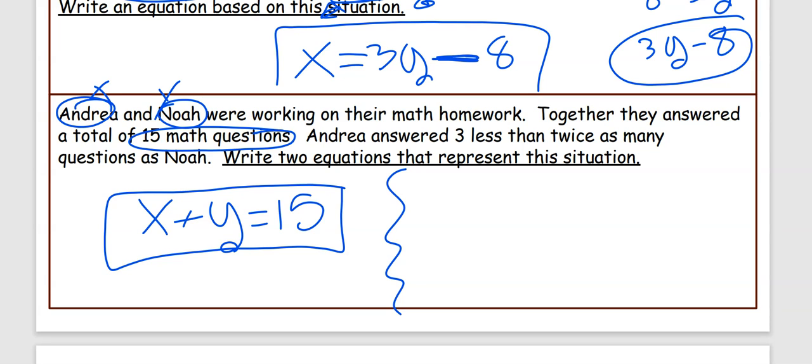Now our third sentence here says, Andrea answered 3 less than twice as many questions as Noah. That means weird. I think we know what they mean. So let's start with Andrea. How are we representing Andrea in this story? X. And then we're talking about what she did compared to Noah. So we're going to be equaling because we're talking about Andrea in terms of Noah. She answered 3 less than twice as many as Noah. So it would be 2Y minus 3. Very good. Twice as many as Noah with 3 less taken out of that.